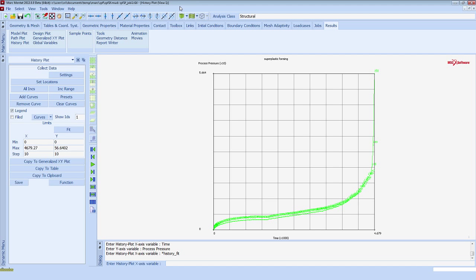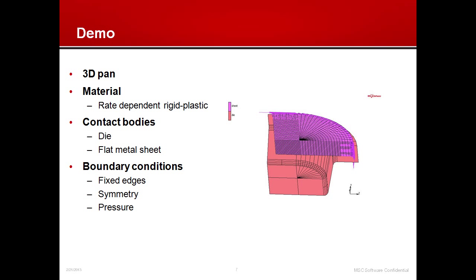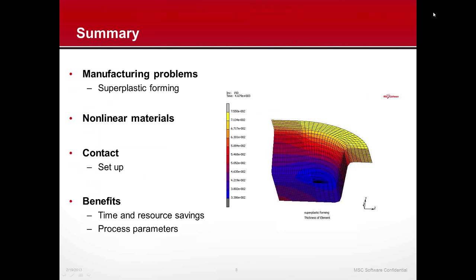So this concludes the demo part. Let me go back to my PowerPoint slide and quickly summarize and move on to the Q&A. We have seen how we can use Marc for various manufacturing processes, and because of its capabilities and ease of use for contact and also nonlinear materials, and the special capabilities for some forming operations and manufacturing applications, it is an excellent solution for these problems.